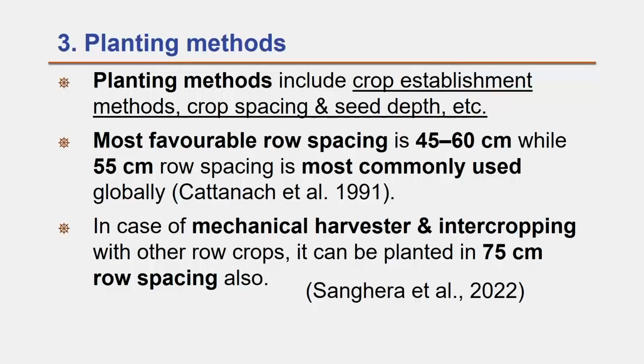Now planting methods. Planting methods include crop establishment methods, crop spacing and seed depth. Most favorable row spacing is 45 to 60 centimeter, while 55 centimeter row spacing is most commonly used globally. In case of mechanical harvester and intercropping with other row crops, it can be planted in 75 centimeter row spacing. Means if you want to use a mechanical harvester or go for intercropping, then spacing can be wider, up to 75 centimeter.